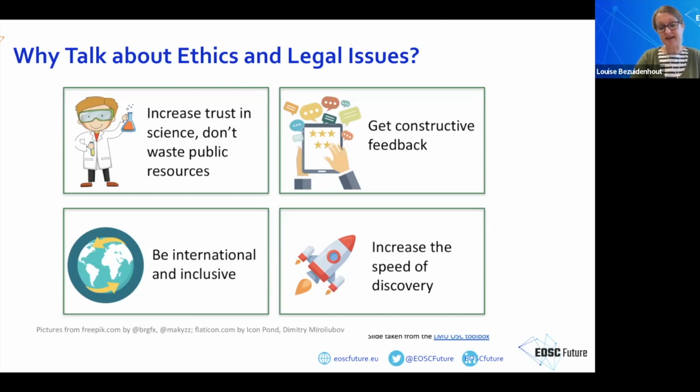And then finally, there's a recognition that we need to increase the speed of discovery. Research in the past has not been efficiently run, and we need new ways of organizing research, organizing the dissemination of research findings, and organizing collaboration in order to speed up discovery and really meet the targets that we're setting for ourselves as researchers.